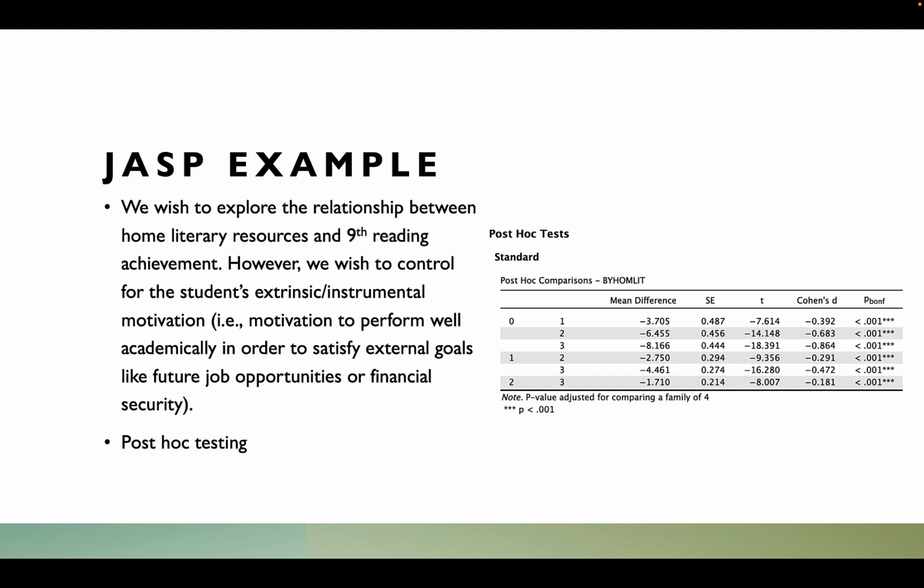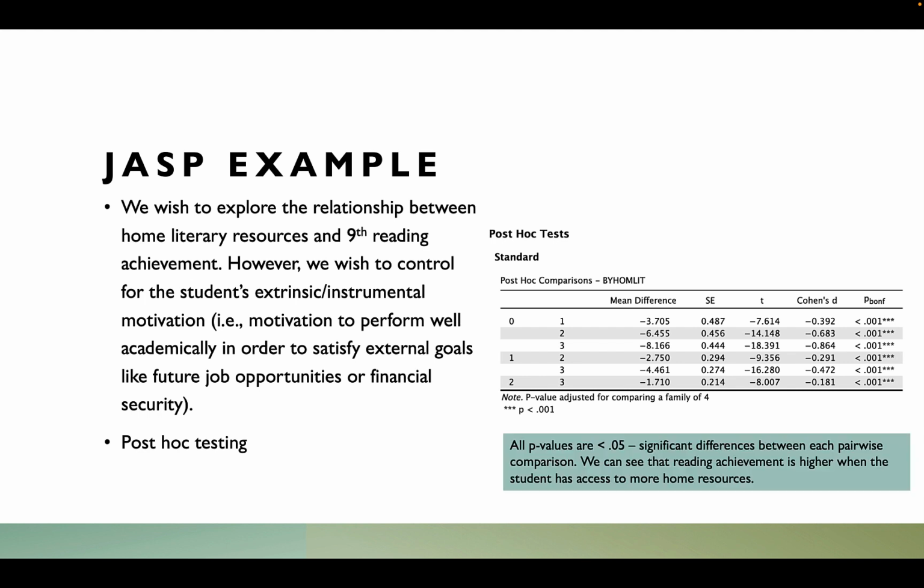So now we can take a look at our post hoc test results. And for all of these pairwise comparisons, we see a significant p-value of less than 0.001. So these significant differences, again, are between each pairwise comparison. And we can see that reading achievement is higher when the student has access to more home resources. And so we see that as the number of home resources goes up, then the standardized reading achievement becomes significantly higher from the lower group.